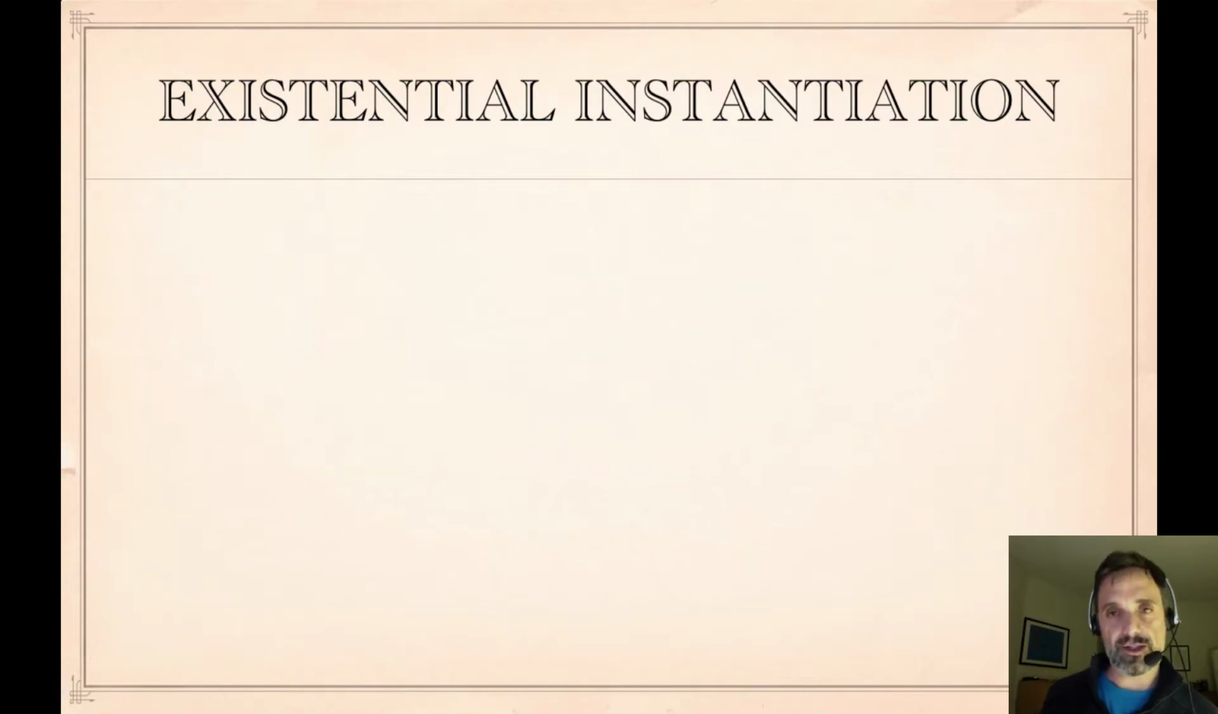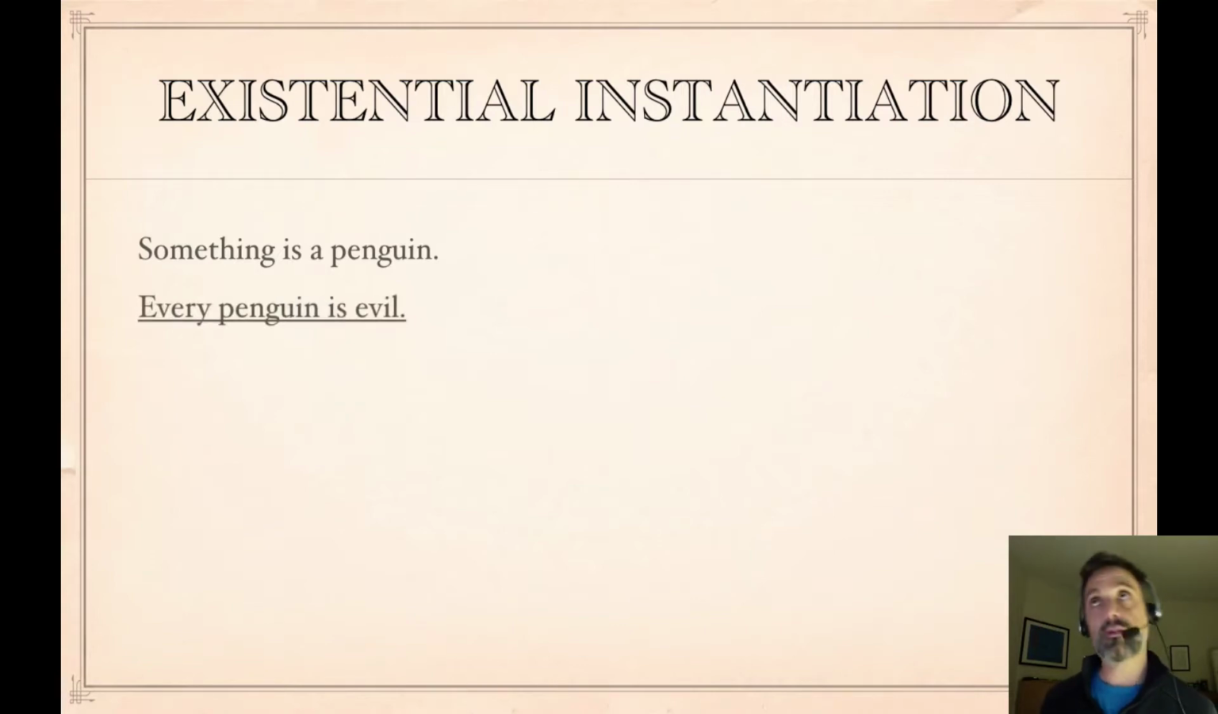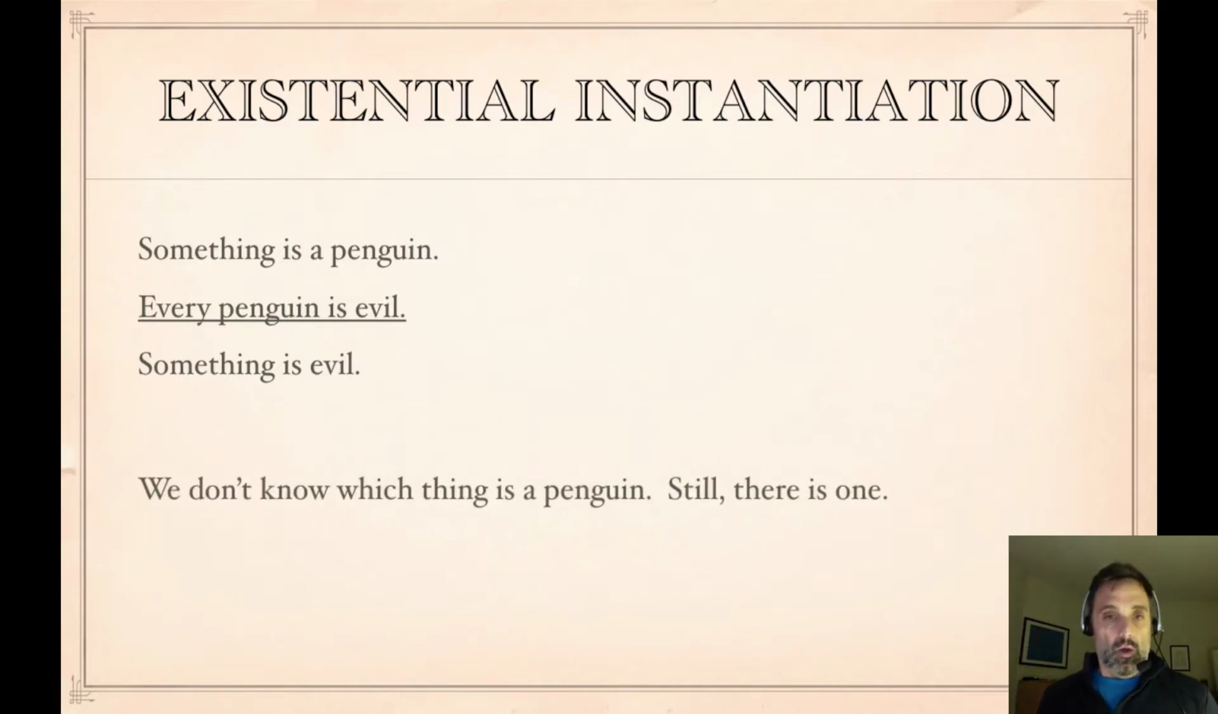What about existential instantiation? Well, suppose you knew that something is a penguin. You know that there is a penguin, and you know that every penguin is evil. Well, it follows that something is evil. But we may not know which thing is a penguin. Maybe we don't know about Opus, and all we've been told, very reliably, is that there are penguins, but we don't know of any particular thing that it's a penguin. Lacking that knowledge, we can still infer that something is evil.